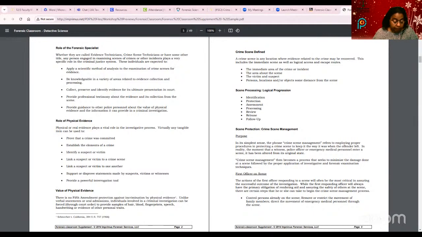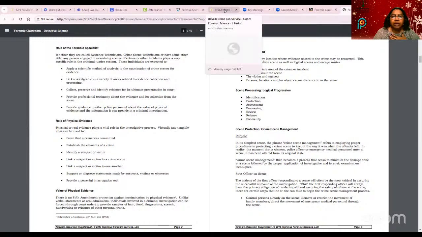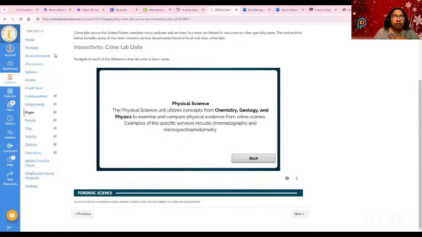Okay, so you always need to know what their job is. They are expected to apply the scientific method of analysis to an examination of a crime scene. All right, so scientific method, if you go back, I think you all might have done that before I came. So let's go back and look at that for a minute.